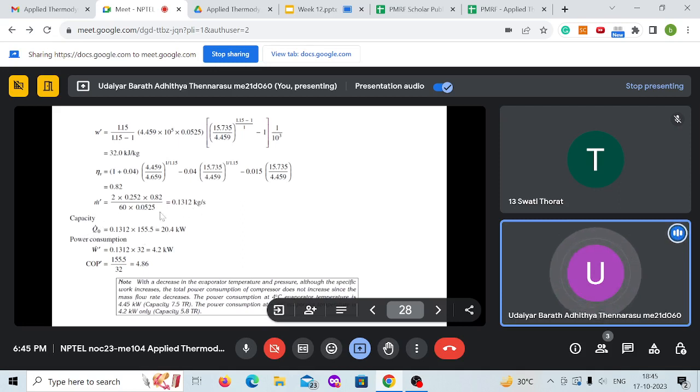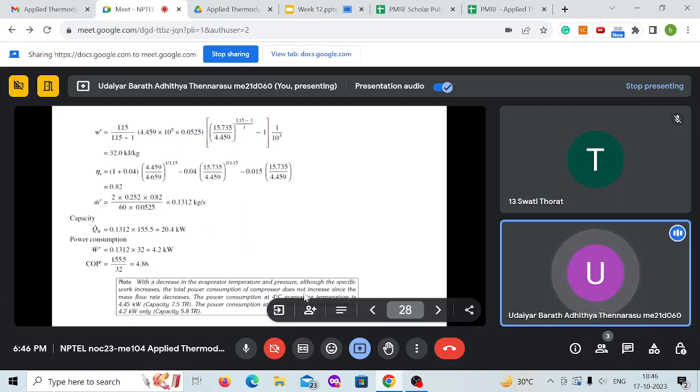So we can find the capacity. The total capacity is mass flow rate into the specific refrigerating effect of the new one, which is 20.4 kilowatt. The power consumption is similarly the new mass flow rate into the specific work done, 32, which is 4.2, and similarly the COP we can find out, which is 4.86.